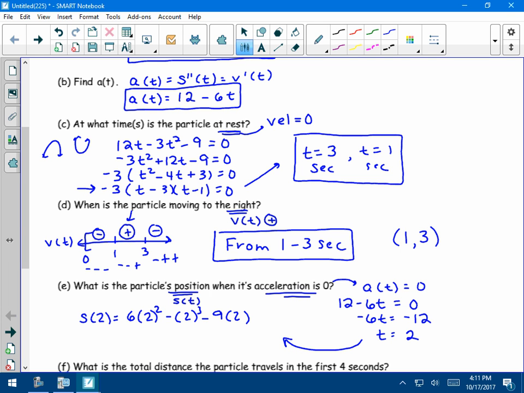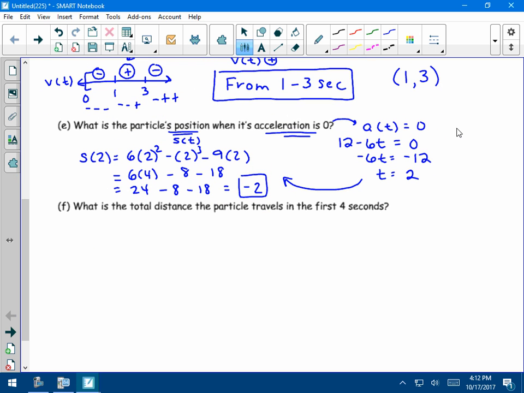And you should be trying your best not to use your calculator, because tomorrow's quiz is non-calculator. So this is 6 times 4 minus 2 cubed, which is 8, minus 18. So 24 minus 8 minus 18. 24 minus 8 is 16. And 16 minus 18 is negative 2. So its position is negative 2.